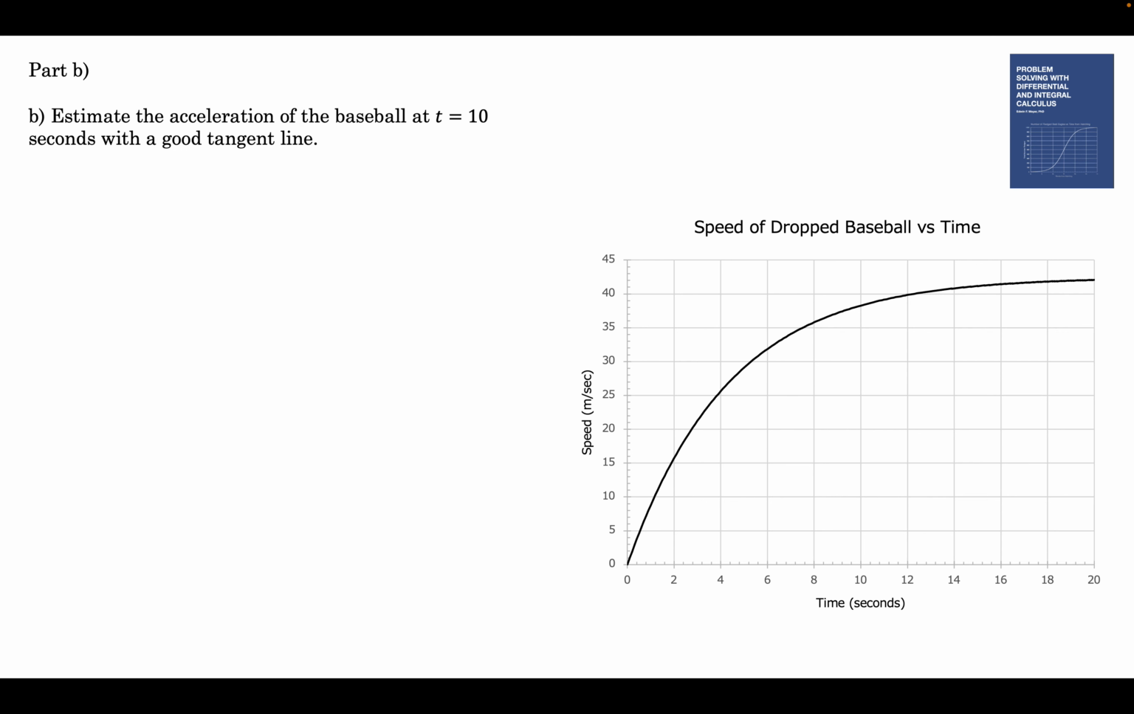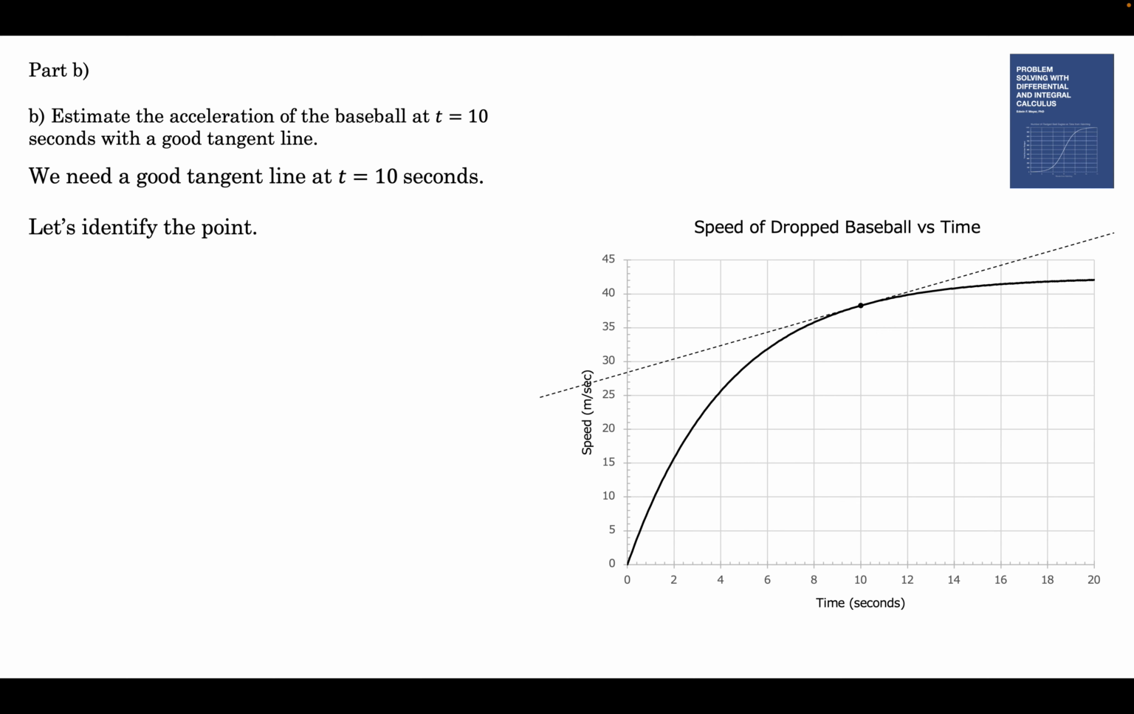Part B. Estimate the acceleration of the baseball at 10 seconds with a good tangent line. So let's first identify the point. There it is. Now we can draw a good tangent line in, and then the rise looks like 28.5 to 45, the top of the graph. That's 16.5 meters per second.